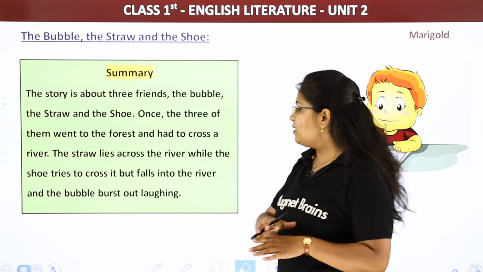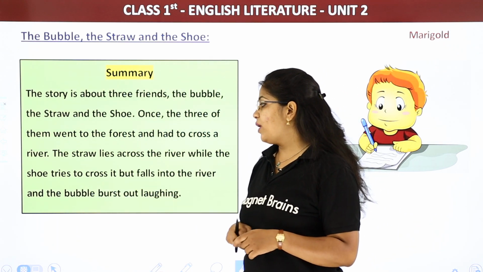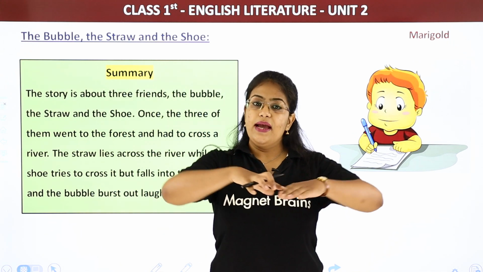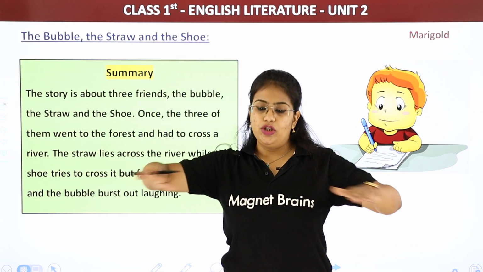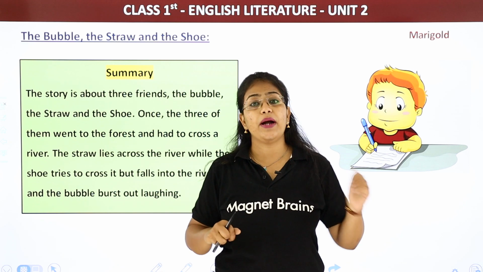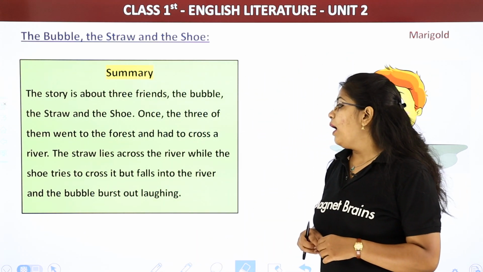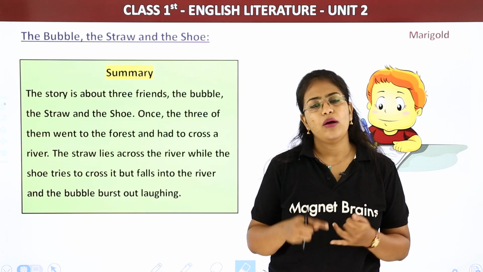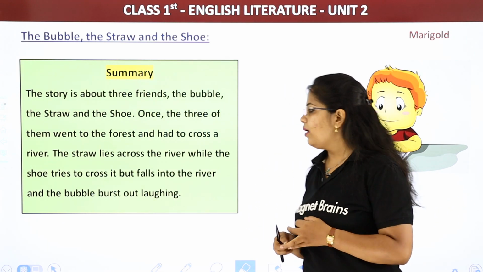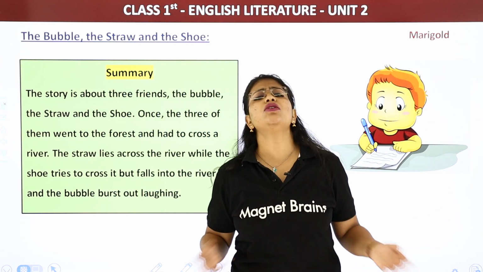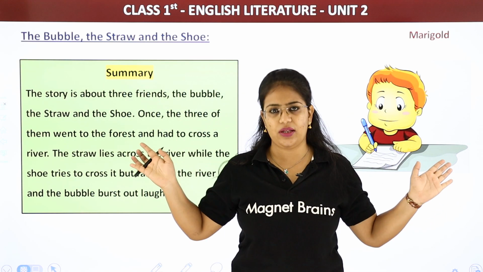The straw lies across the river while the shoe tries to cross it. जो straw है हमारा, he lies across the river. वो एक bridge बना देता है ताकि ये लोग cross करे. But the shoe jumps on the straw. And straw टूट जाता है. हमारा shoe भी पानी में गिर जाता है. And the bubble burst out laughing. And bubble इतना जोर जोर से हंसने लगता है कि वो फूट जाता है.